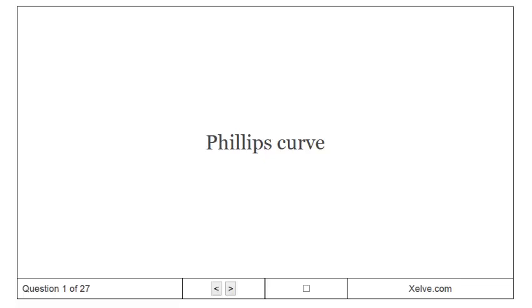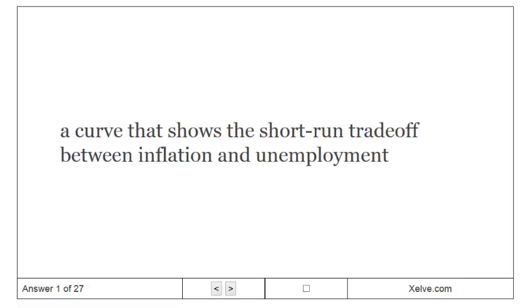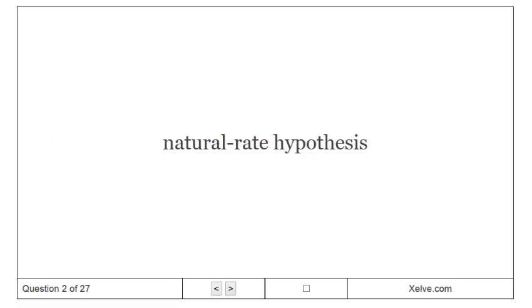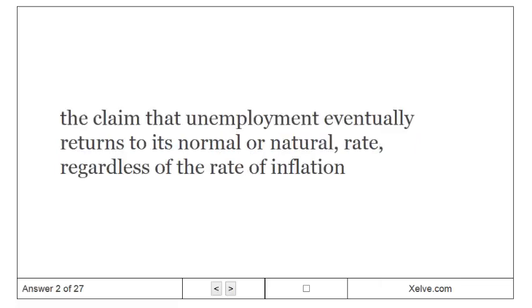Phillips curve. A curve that shows the short-run trade-off between inflation and unemployment. Natural rate hypothesis. The claim that unemployment eventually returns to its normal or natural rate regardless of the rate of inflation.